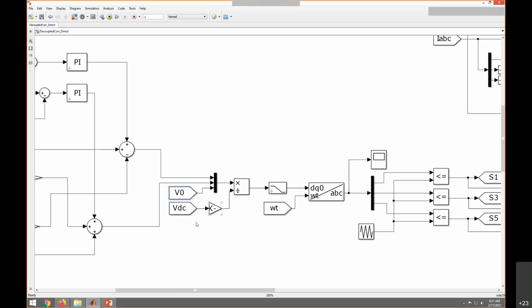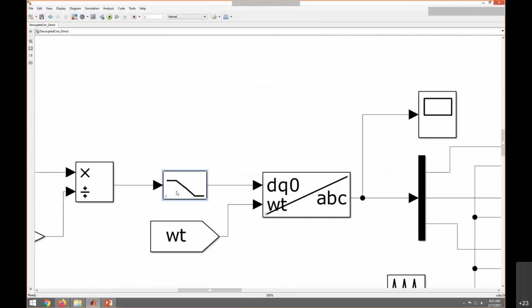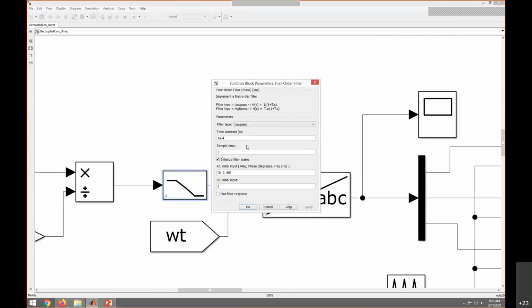So we need to divide this by half of the DC voltage, or the full DC voltage, depending on your tuning. I selected half of the DC voltage, so that is 0.5. Since VD and VQ are DC quantities, to reduce the lower order harmonics I connect a low pass filter. This low pass filter is optional. You can select the time constant as 1e-4 or 1e-3.